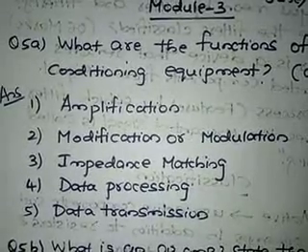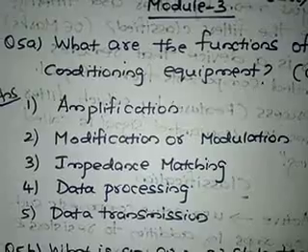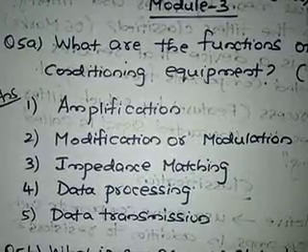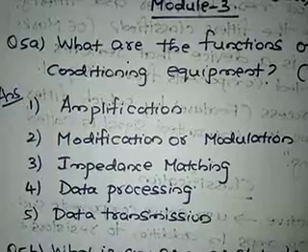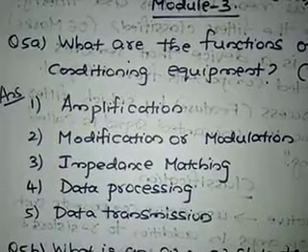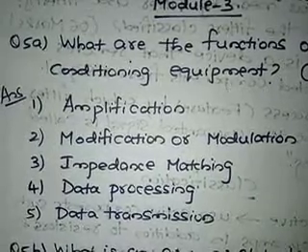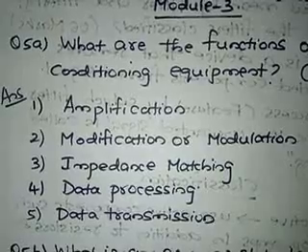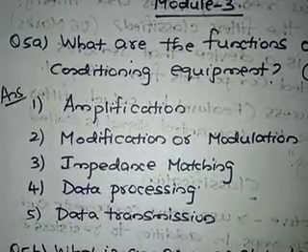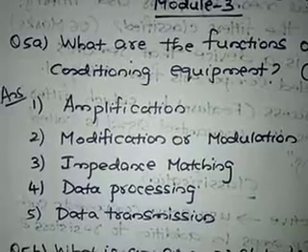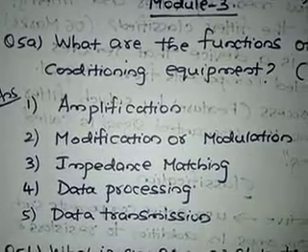Third one, impedance matching. If the device on which the parameters have to be measured is connected to the transducer, then that device may cause a loading effect on the transducer. So the transducer input and output impedance are adjusted such that there is no loading effect of that particular object on the transducer. This is called impedance matching.